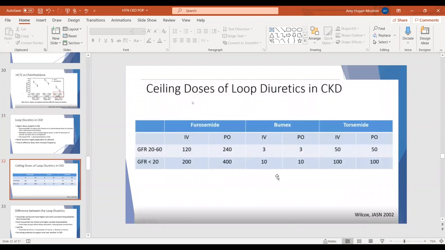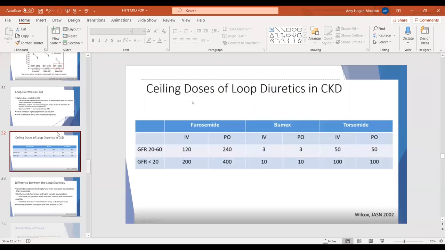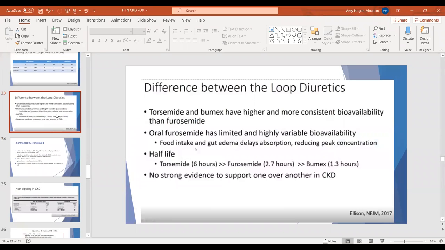But this one is a comparison of furosemide, Bumex, and torsemide, IV and PO doses. I hope you guys can see it, but basically it's a good little tool for comparing the efficacies of them. Years ago, it was Bumex and Lasix, furosemide, then torsemide came on, and we absolutely use torsemide. We believe that torsemide has more consistent bioavailability and maybe even absorption, and a longer half-life. So if we're able, we tend to use more torsemide.